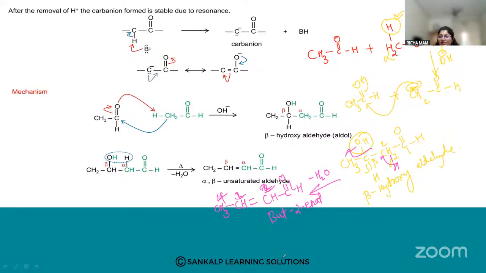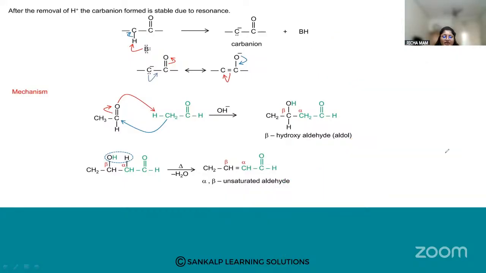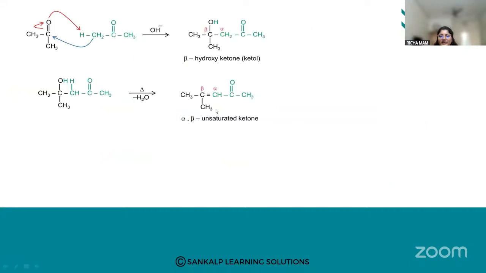So this is the aldol condensation. I hope you have got it. What will happen? The base will abstract the proton from the alpha carbon, and a carbanion is formed. This carbanion will attack the carbonyl carbon of the other aldehyde, and a beta hydroxyaldehyde is formed. This beta hydroxyaldehyde will further undergo loss of a water molecule when you heat it, and you are going to get an alpha beta unsaturated aldehyde. So this is the self aldol condensation.